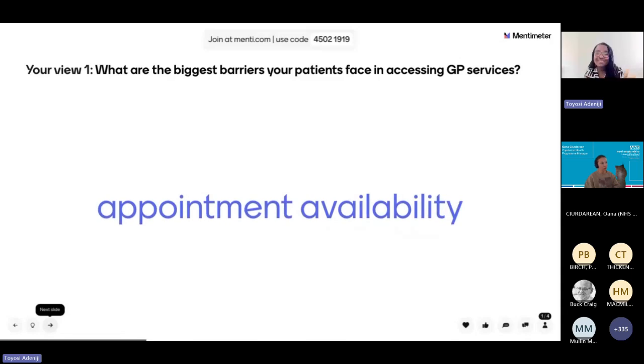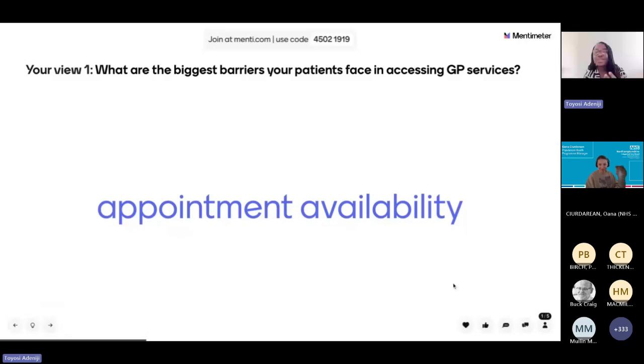Appointment availability. Absolutely. Thank you for putting that through. And interestingly, today is quite symbolic in terms of opening up our appointment slots with the new changes. It'll be interesting to find out how you're all getting on with that. But yes, the truth is our patients face different barriers.